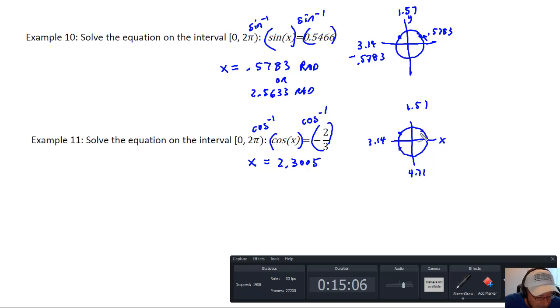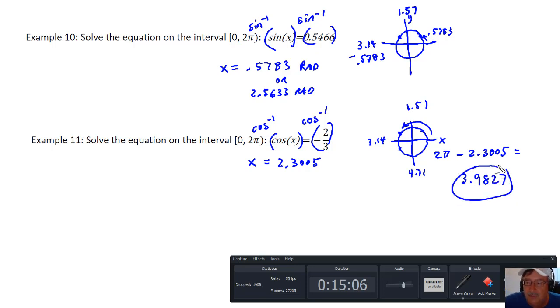So in other words, if this is 1.57 from here to here, that will give me negative 2/3 when I plug it in for x. How do I get this other one? Well, what I did is I subtracted 2 pi, so I went all the way around the circle. You have to be really careful when you do these and know where you're at on the circle, okay? And make sure your rounding's good too, but oh my gracious, the rounding on these will get you. So 3.9827, so these would be your two answers for x on that. Of course, let's put radians on those as well.